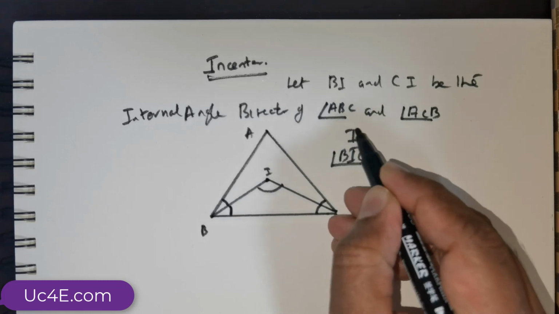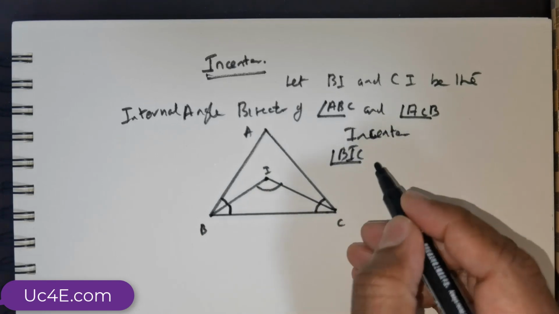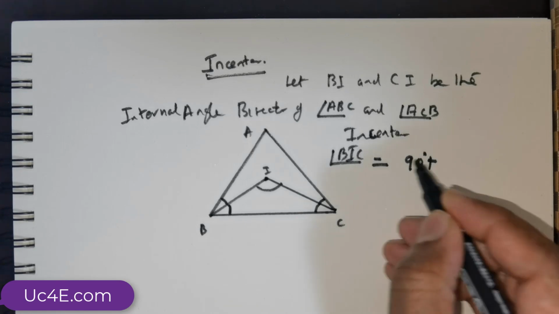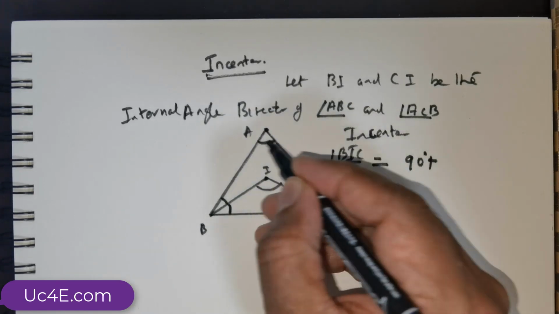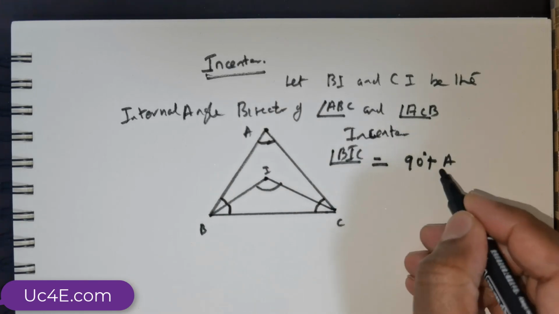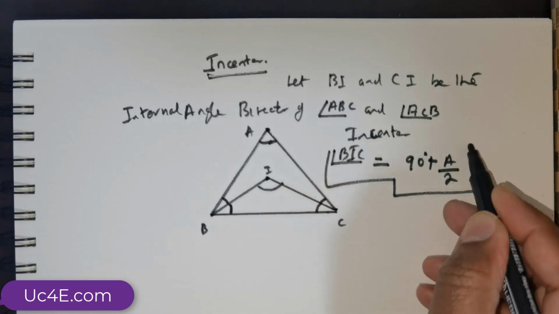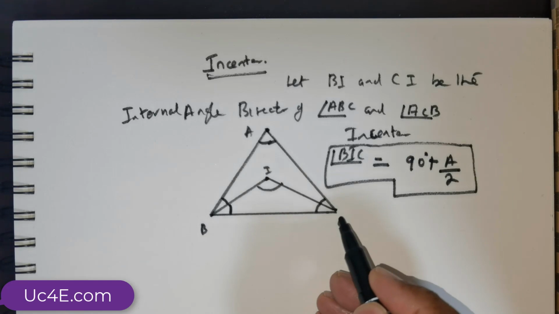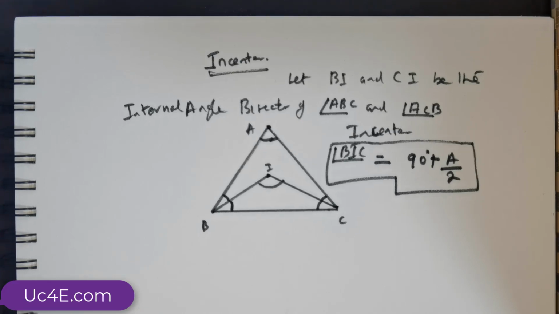Now this I is what is called the incenter, and the angle BIC at the incenter is given by 90 degree positive. This vertex is A, right? So it's 90 degree positive A over 2. So that is the incenter. In other words, angle BIC is 90 degree positive A over 2. Now later on we will do some questions involving that.